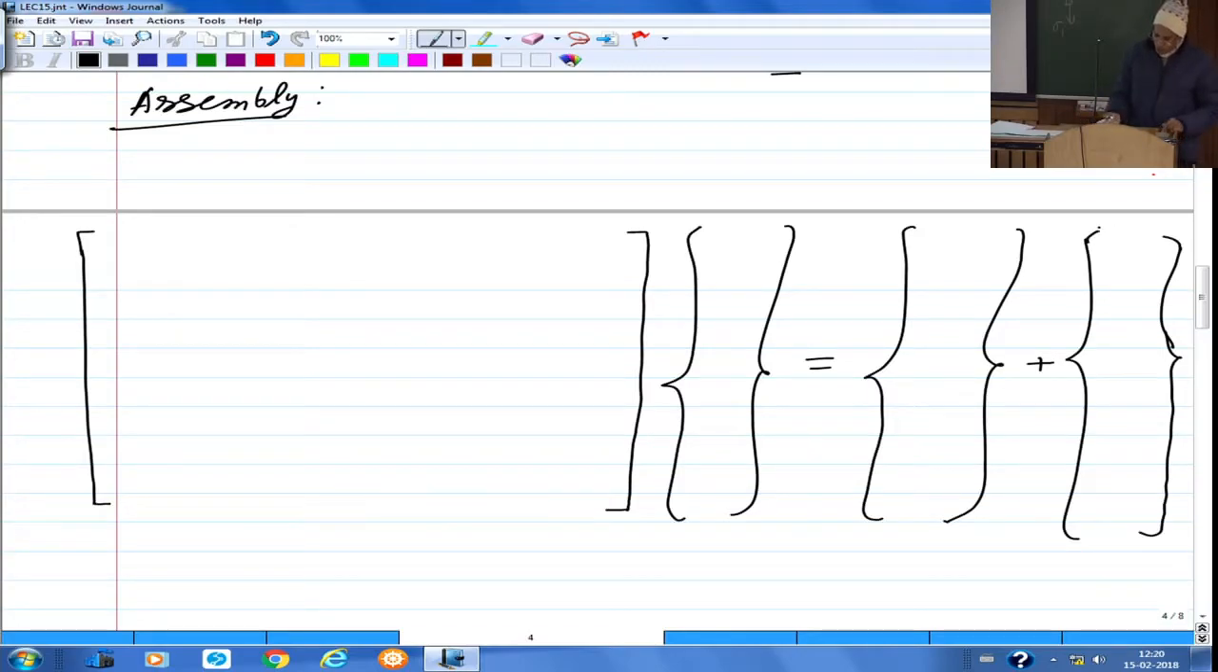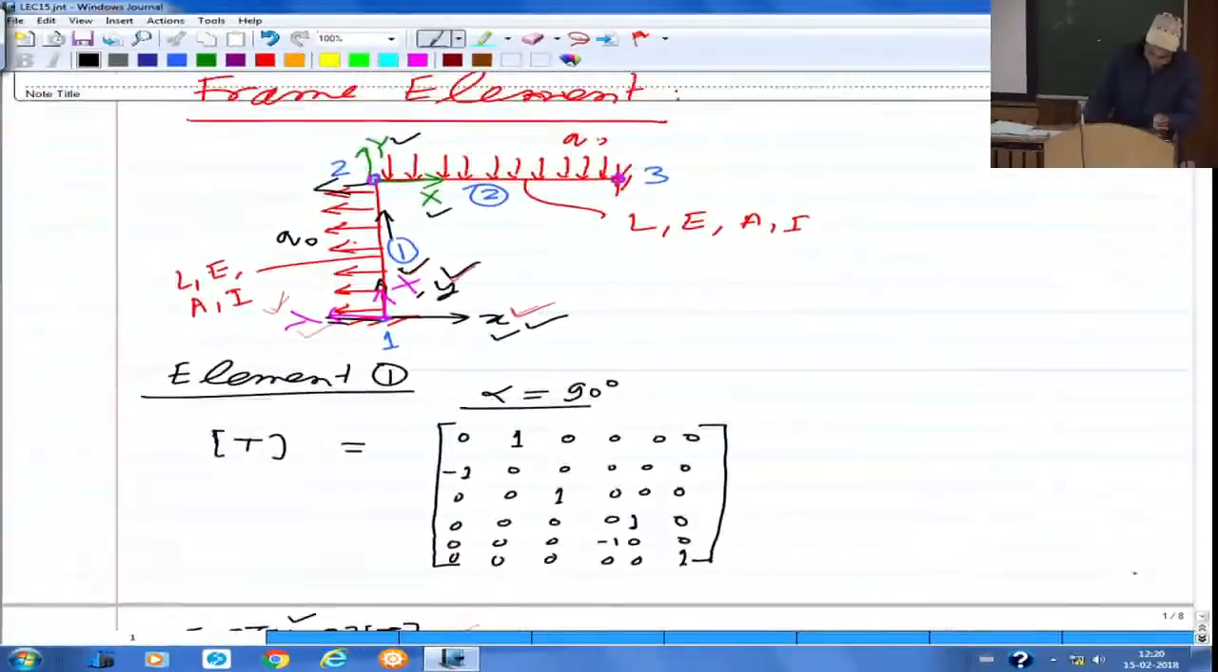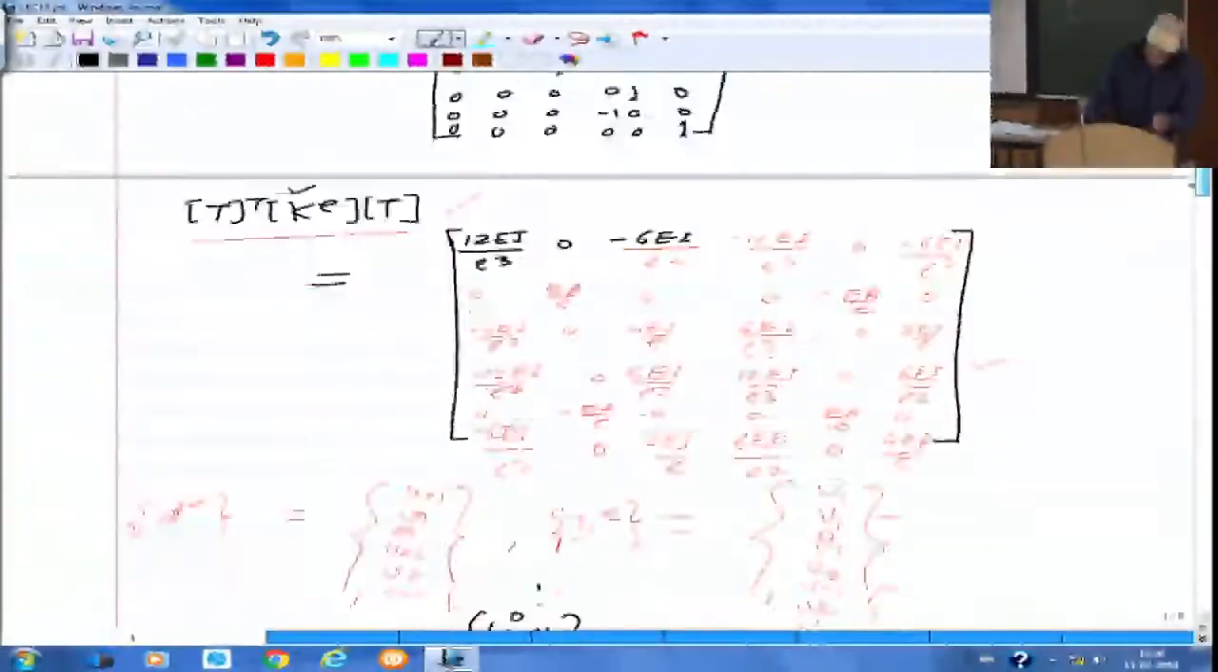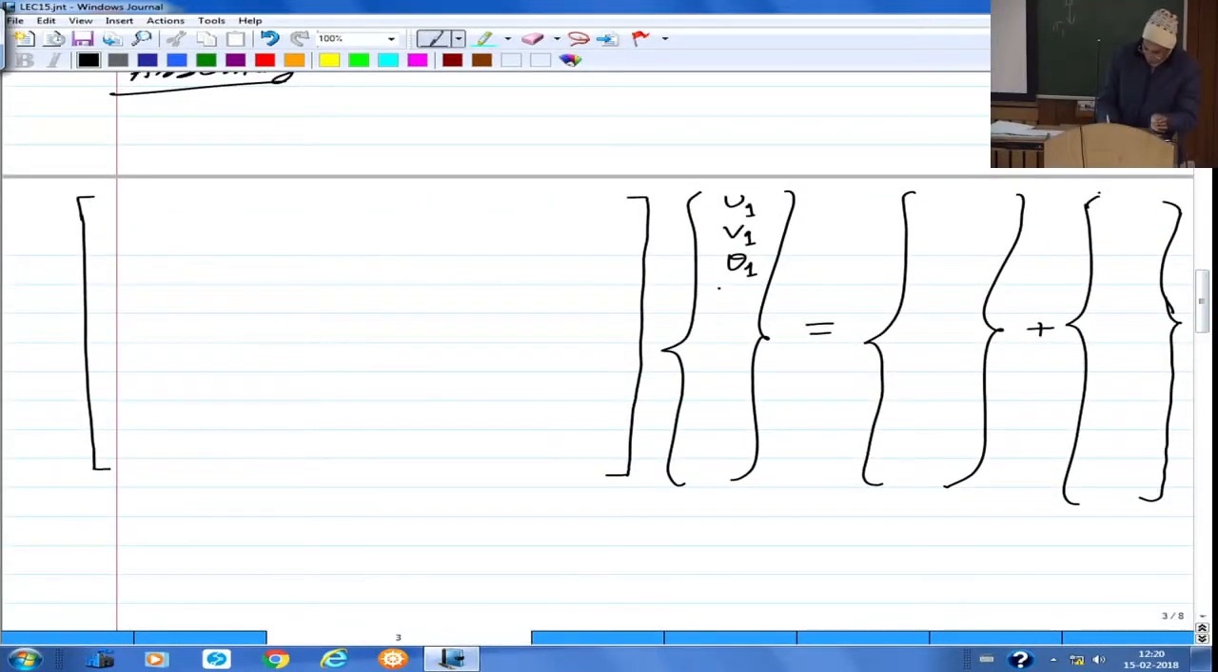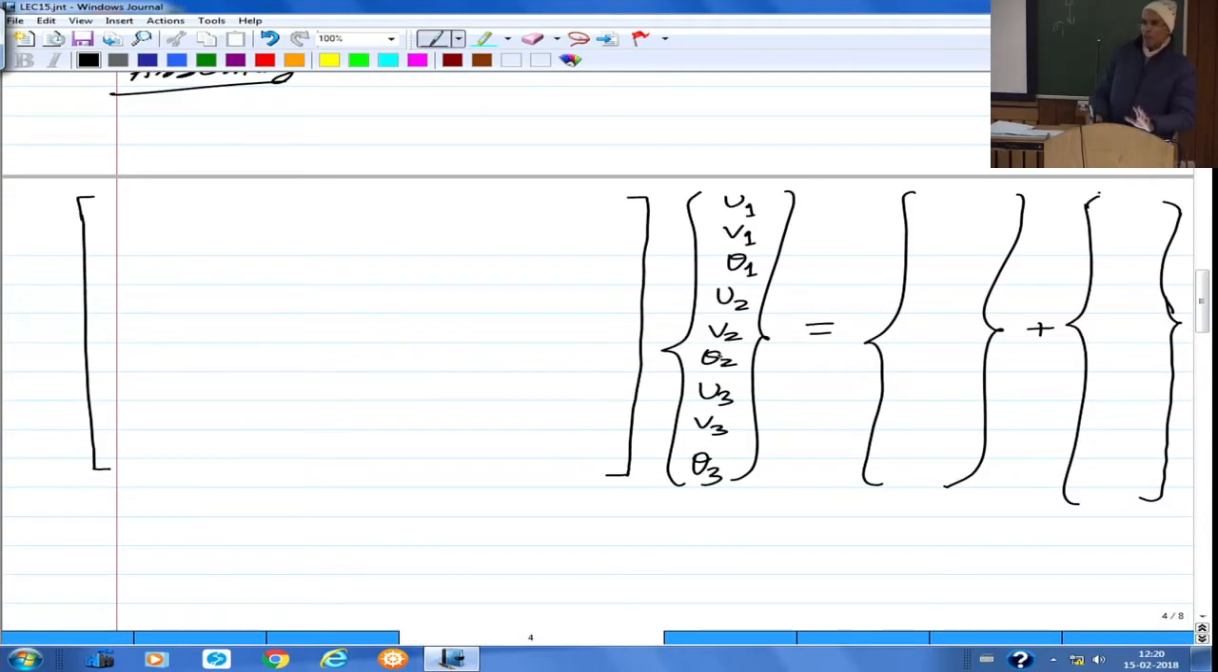The degrees of freedom now in terms of global coordinate axes are going to be displacement along the global x-axis at node 1, displacement along global y-axis at node 1, then the rotation about global z-axis, say theta 1, then node 2. Global node 2 is here. Now take the corresponding degrees of freedom for the second node, which is u2, v2 and theta 2. Then for the third node, u3, v3 and theta 3. See, these displacements are with respect to global coordinate axes, small x, y and z.